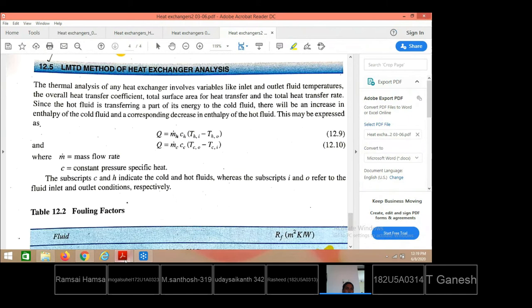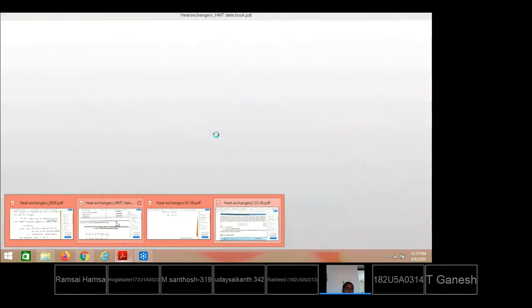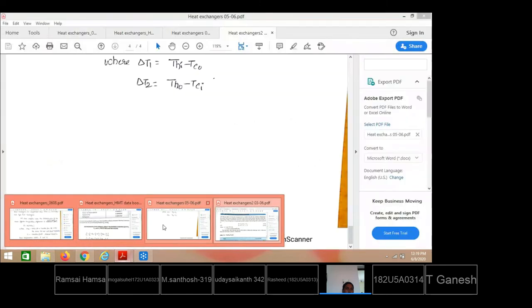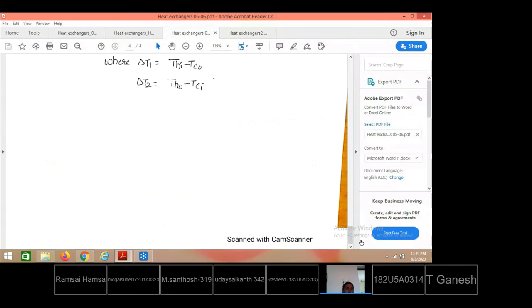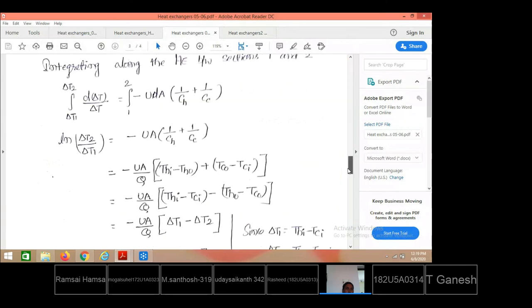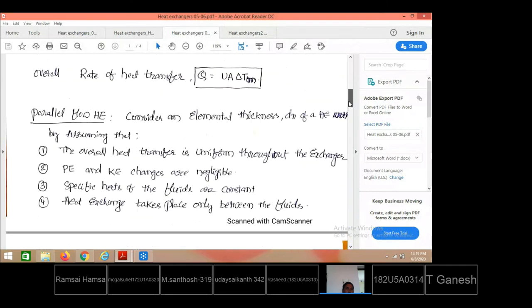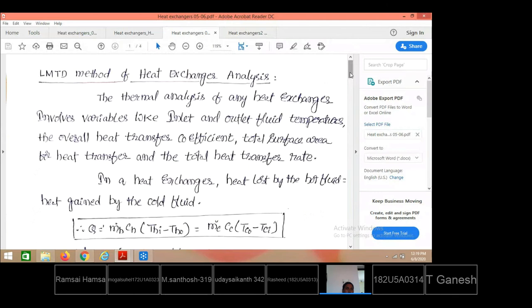Next, we are discussing heat exchanger analysis. So what do we mean by heat exchanger analysis? In mechanical design, what have we done? Satisfying the external loads, what are the dimensions required by the individual mechanical components?